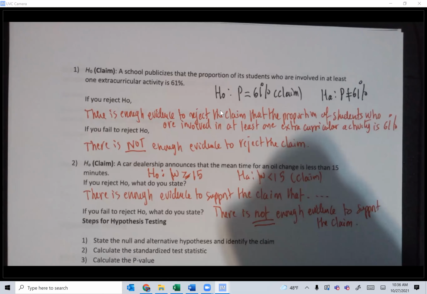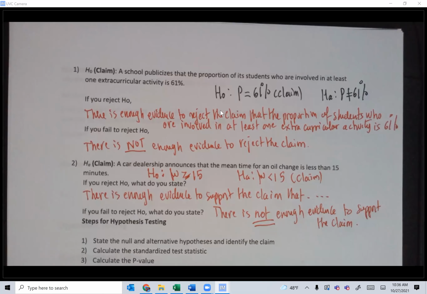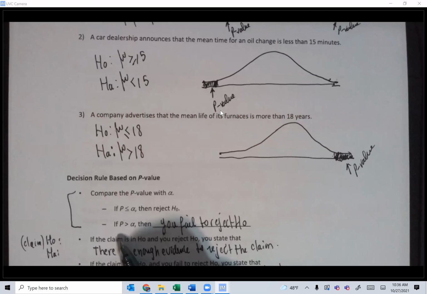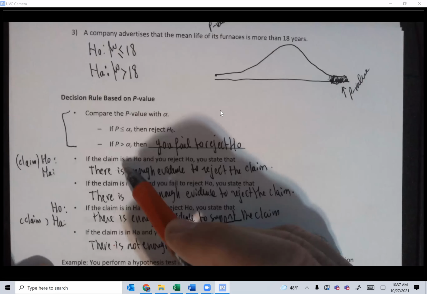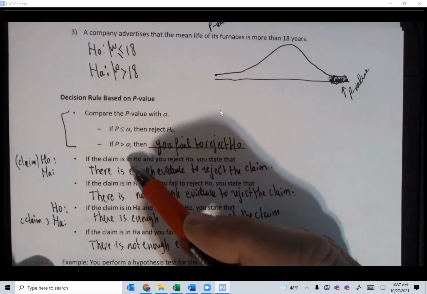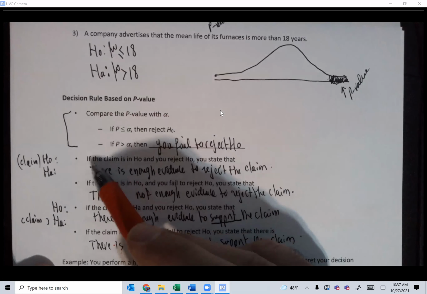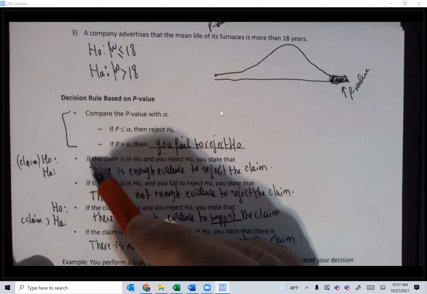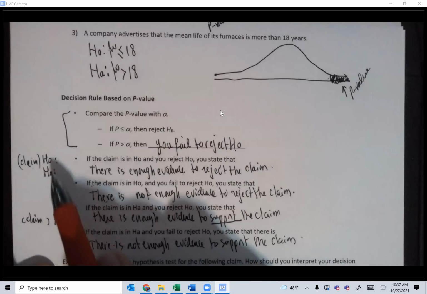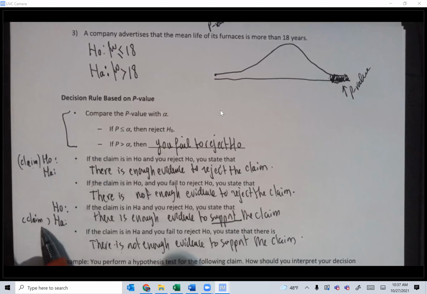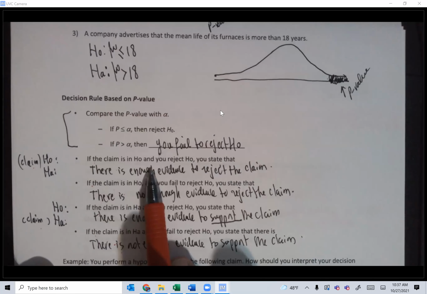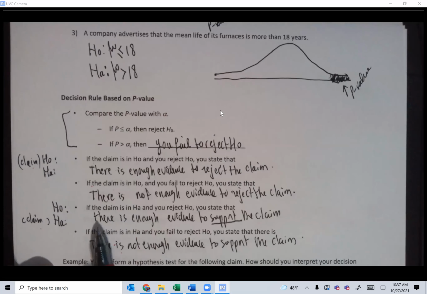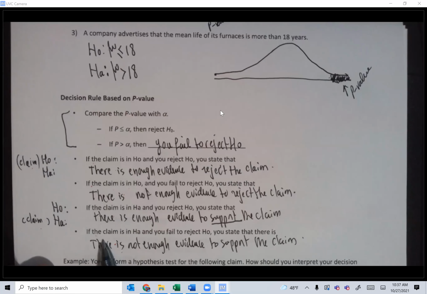So guys, before we move on and do a complete exercise, these are the 4 conclusion scenarios. You're always going to have to select one of them for the final conclusion. It's this or that. You can't have 2 at the same time. You use one of the 2 statements when your claim is in H0, and you use one of the 2 statements when your claim is in HA. You use the first statement if you reject H0, the second one if you fail to reject H0, and same thing here. You use the first statement if you reject H0, and the second one if you fail to reject H0.